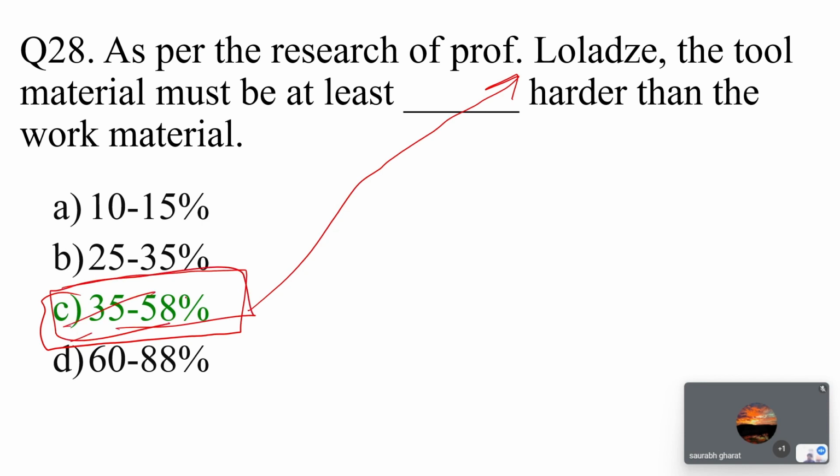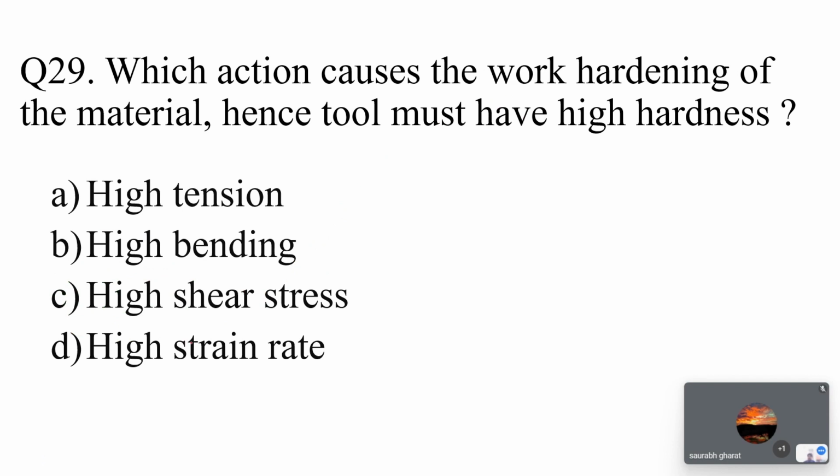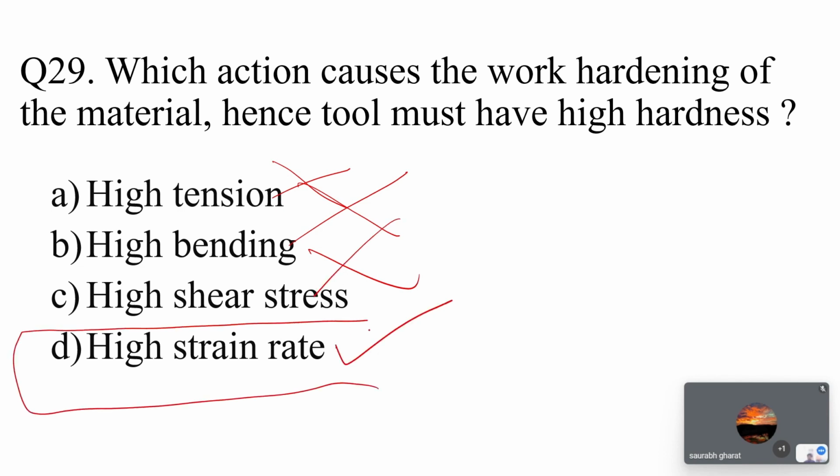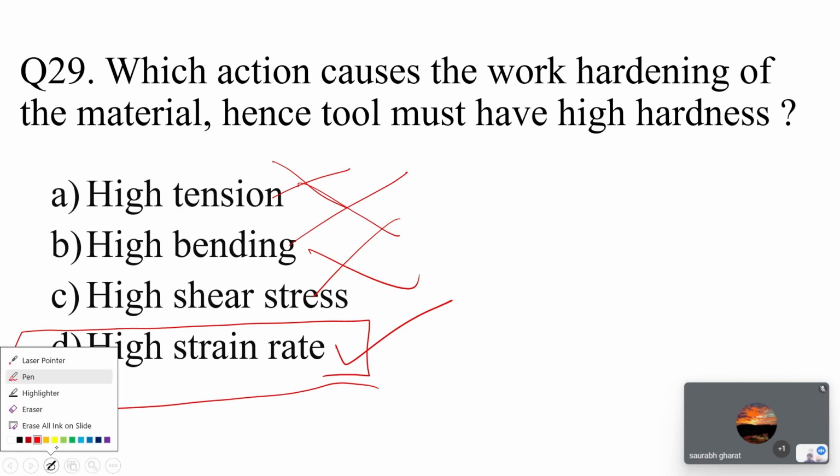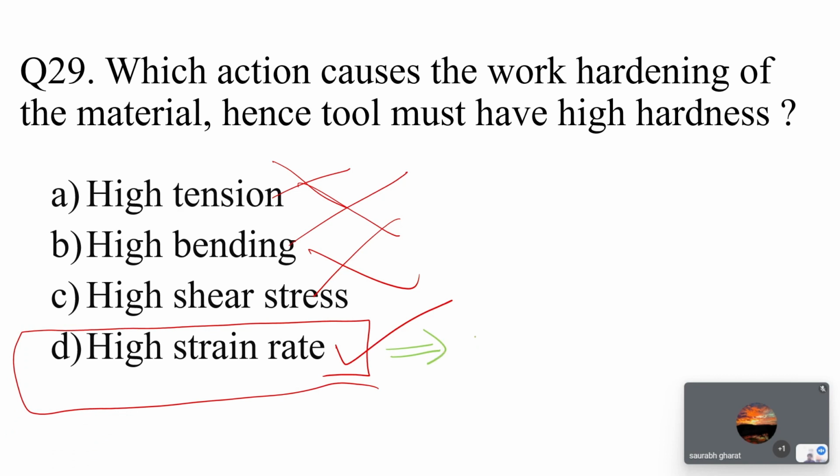Which action causes the work hardening of the material? Hence, the tool must have high hardness. Which action is actually causing the work hardening? High tension, not happening. High bending, not happening. High shear stress, not happening. High strain rate: due to that high strain rate, the work hardening will happen. And due to this work hardening, the hardness of the workpiece will increase.